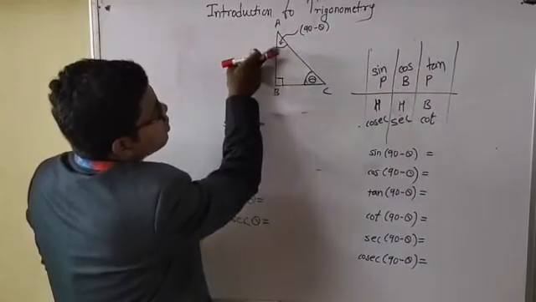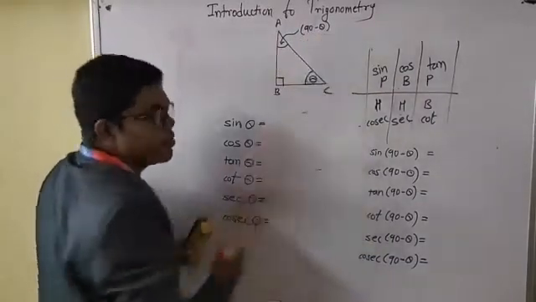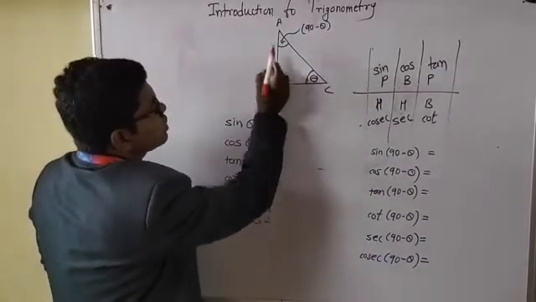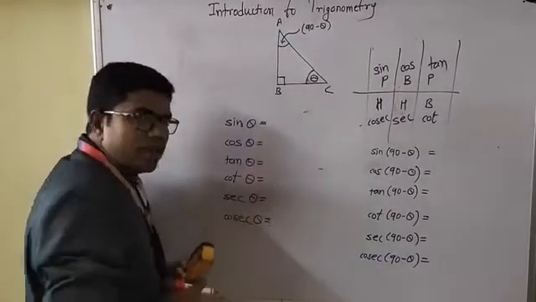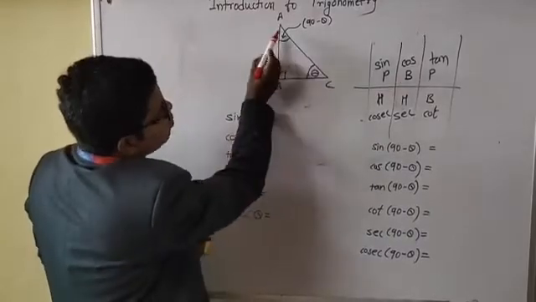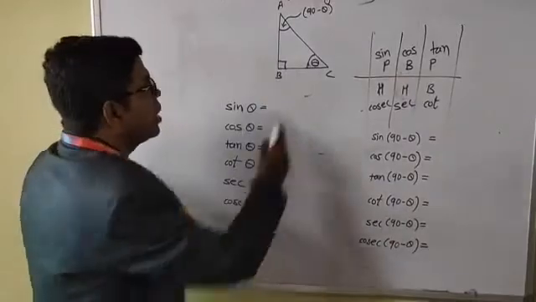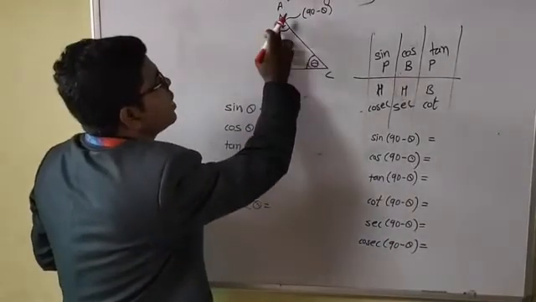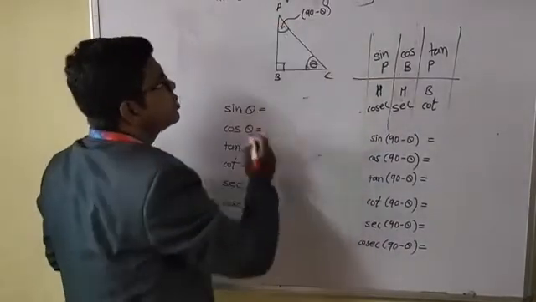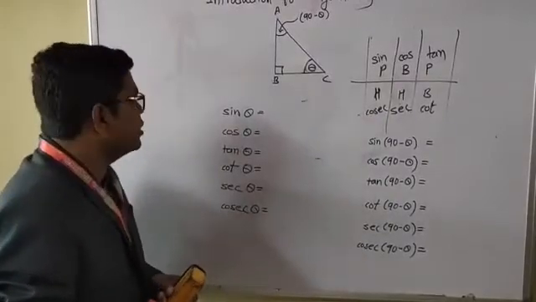Hence the measure of angle A will be equal to 90 minus theta, because according to the angle sum property of a triangle, the sum of angles A, B and C will be equal to 180 degree. As angle B is a right angle, it is 90 degree. So the sum of these two angles, angle A and angle C, will be equal to 90 degree. And if angle C is theta, then angle A will be 90 minus theta, and vice versa. If angle A is equal to theta, then you can say angle C is equal to 90 minus theta. Right?